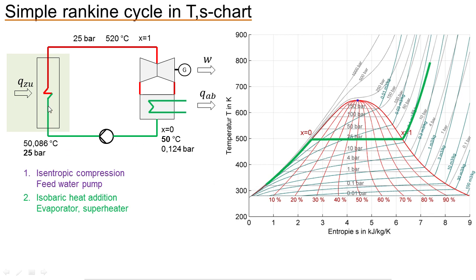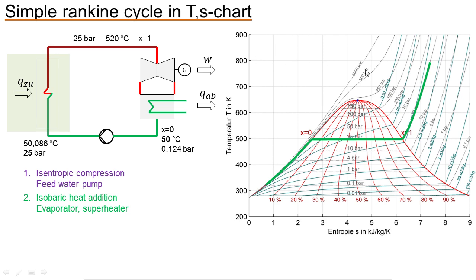I will add heat, and heat addition means the entropy is rising because I'm adding heat. So I go up this line here of constant pressure at 25 bar. I heat up my water, I evaporate my water, and I superheat my steam. That's what you see here.